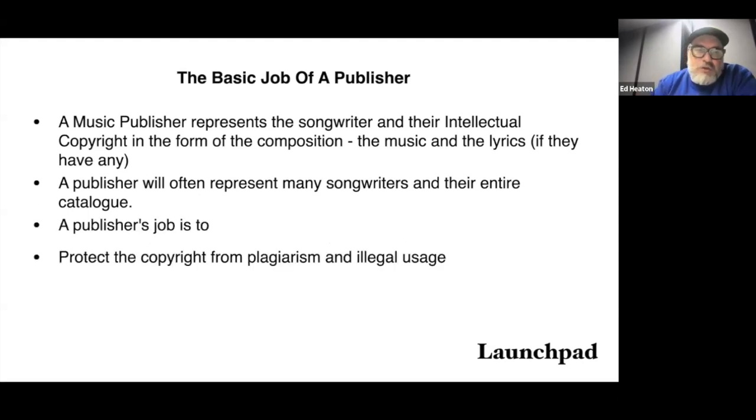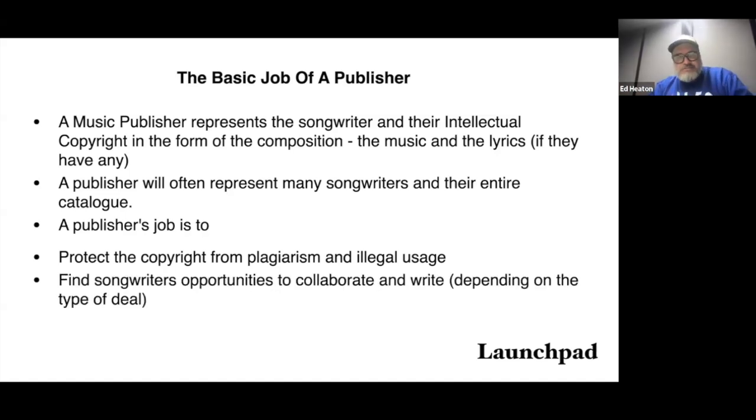A publisher's job is to protect the copyright from plagiarism and illegal usage. So basically, if people are using your music without licensing it properly, then you're acting on that. If you think that the intellectual copyright is being breached because someone's copied it, then you have the right, and you want your publisher to protect you from plagiarism and from them earning money off what might be your composition. And there's lots of examples of that, lots of famous songwriters suing other famous songwriters.